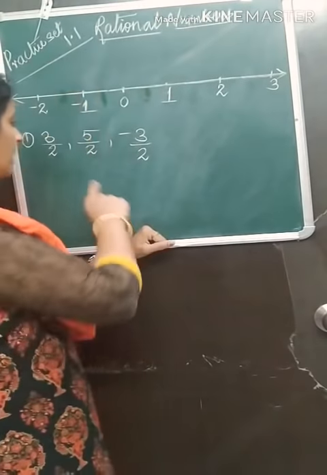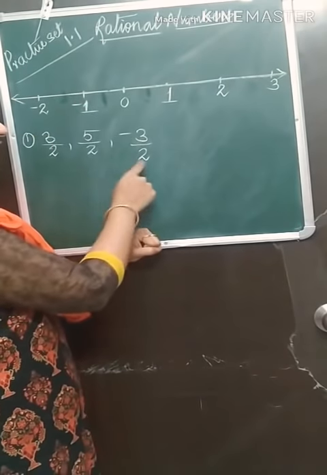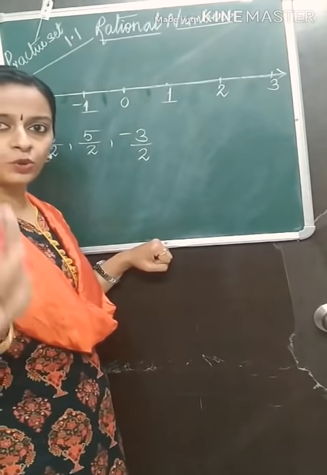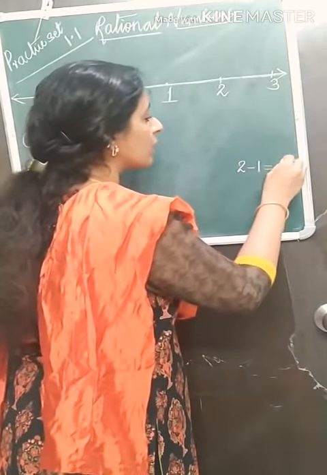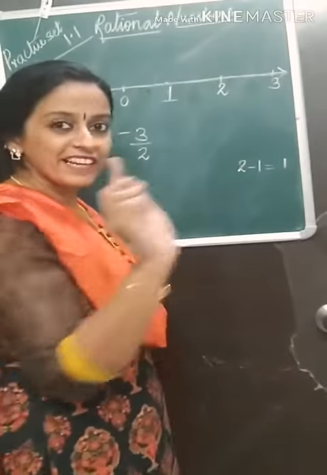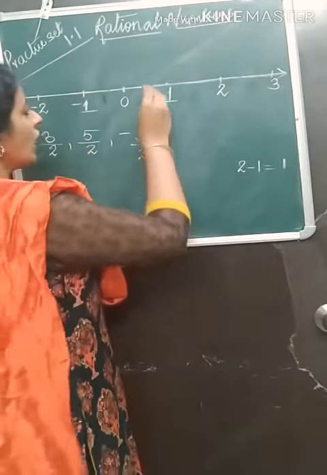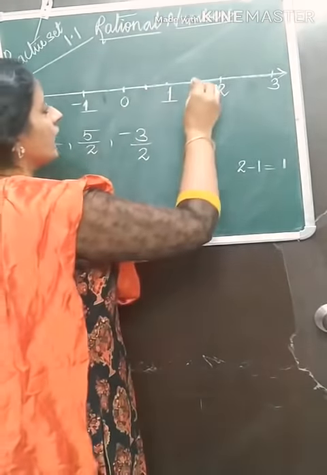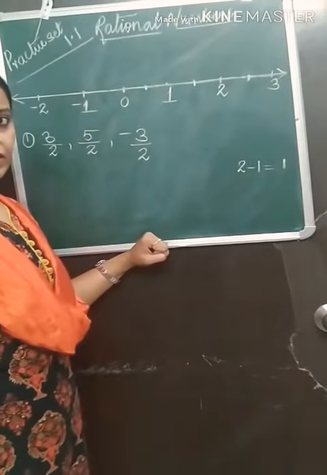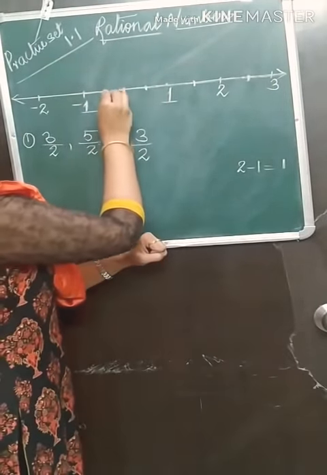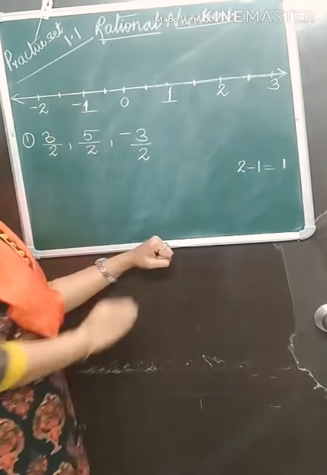Once again I repeat, these are the numbers that we have to plot on the number line. Look at the denominator. What is the denominator? 2. So you subtract 2 minus 1 is equal to 1, so you put 1 dot. Divide 0 to 1 by putting a dot here. Again from 1 to 2, 1 dot. Again 2 to 3, 1 dot. Same way on the left side, 0 to minus 1, 1 dot. Minus 1 to minus 2, 1 dot.